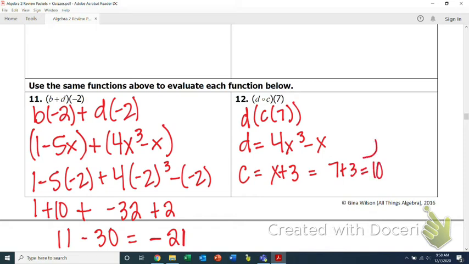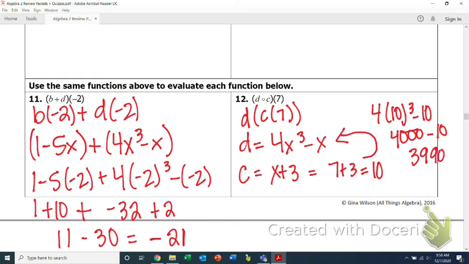Now we take 10 and plug it into D. So 4 times 10 cubed minus 10 is 4,000 minus 10, which is 3990. Okay, work backwards. Plug the 7 into C, and then C of 7 into D. And you only work backwards for compositions. Got it?